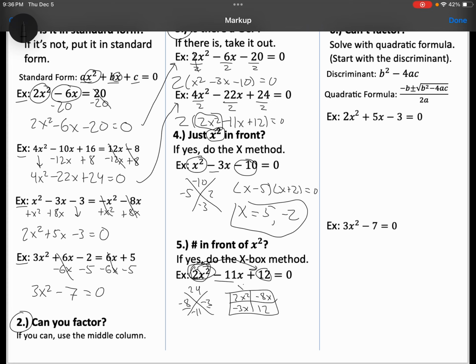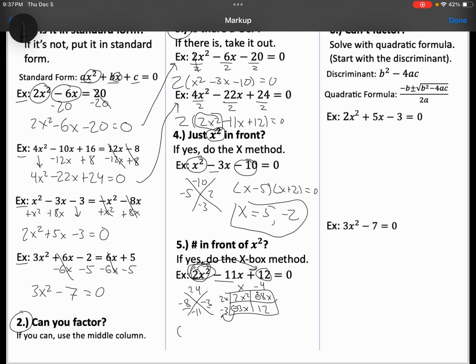2x squared and negative 3x would have x in common. Negative 8x and 12 would have negative 4 in common. Again, it's negative because this one is negative. 2x squared and negative 8x would have 2x in common. And negative 3x and 12 would have negative 3 in common. And this one is negative because it's next to a negative.